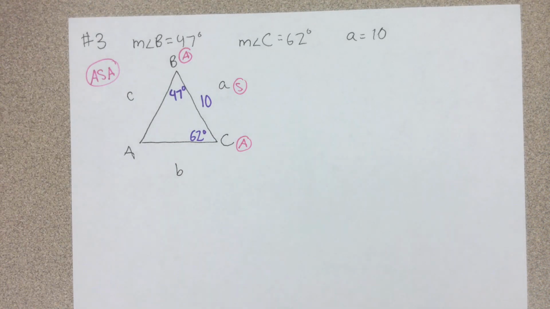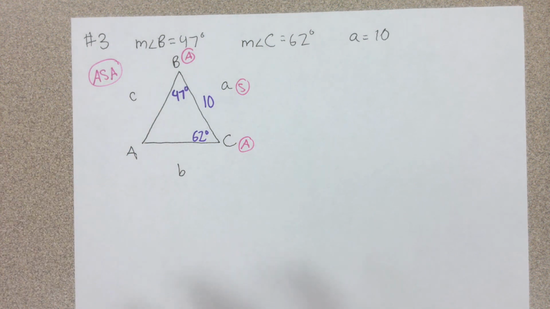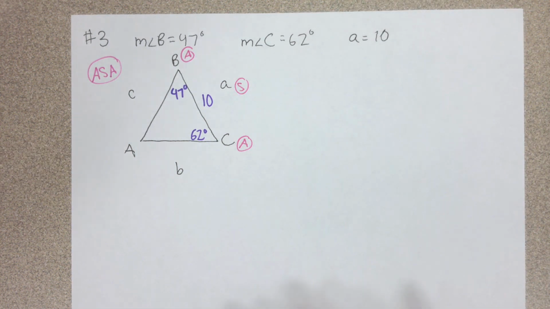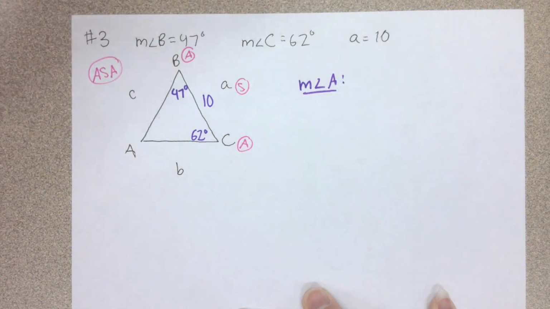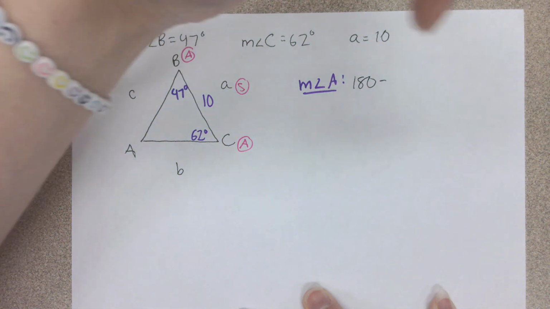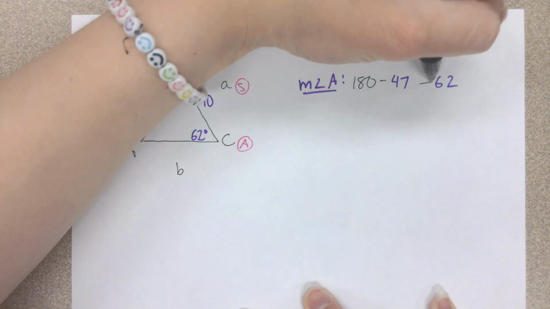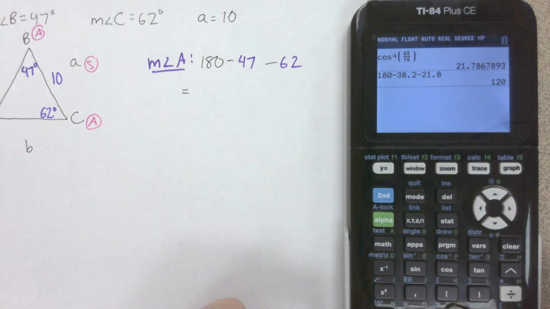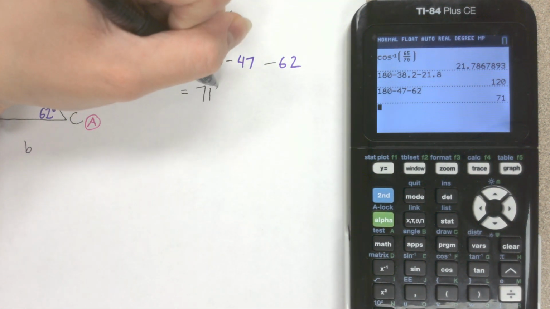So hopefully you already see what the first course of action is going to be. We need to find angle A. Once we find angle A, we can use the A's and law of sines to solve. So I'm going to do that over here first. We have 180 minus 47 and 62. 71 degrees.